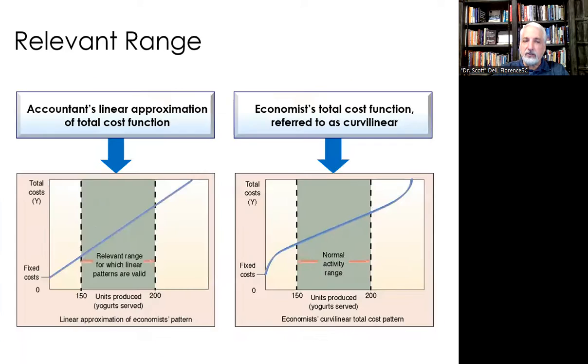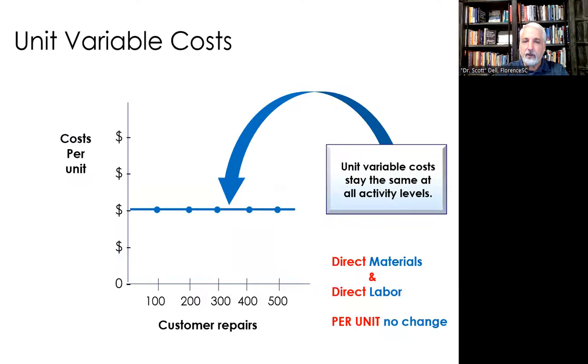Then we take a look, and we have the accountants look at a linear relationship, where the economists look at something called a curvilinear relationship. So we use that straight line a lot in accounting, where the economists, and usually a little more accurate, frankly, use a curvilinear cost pattern that goes with that.